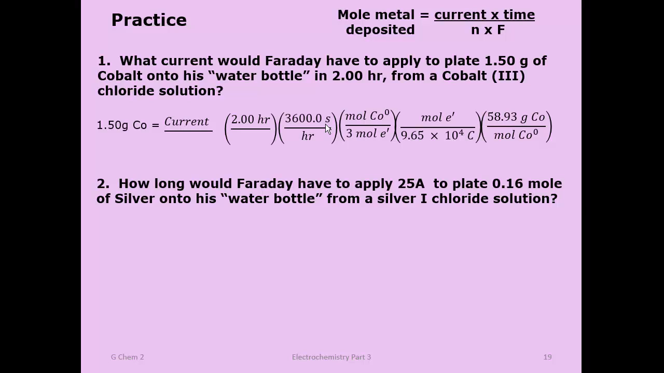Of course, then you put in the molar mass, which is 58.93 grams of cobalt per mole of cobalt. You plug and chug, do your algebra to solve for current in this case, which is right here. When you solve, you end up with 1.02 coulombs per second, or 1.02 amps. Number 2, same sort of setup.